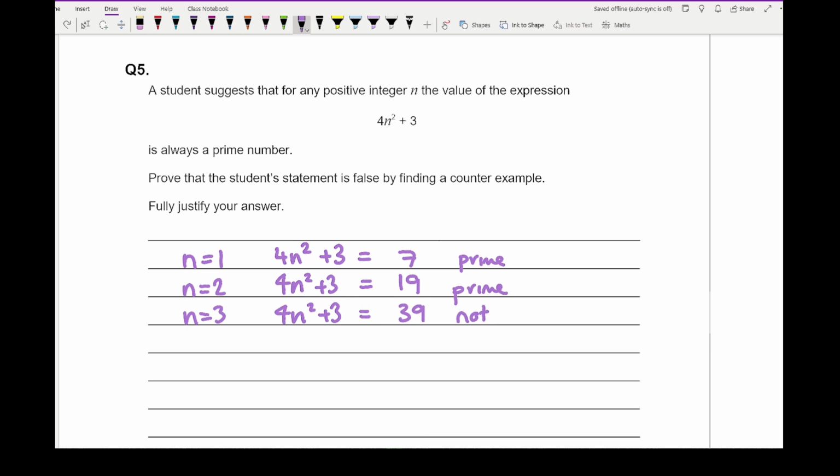is not prime. So therefore, as 39 equals... Now if you ever want to prove that a number is not prime, write it as a product of primes, so show that there are different factors apart from one and itself. So here we can write 39 as 3 times 13, so it's not prime. And there we go.